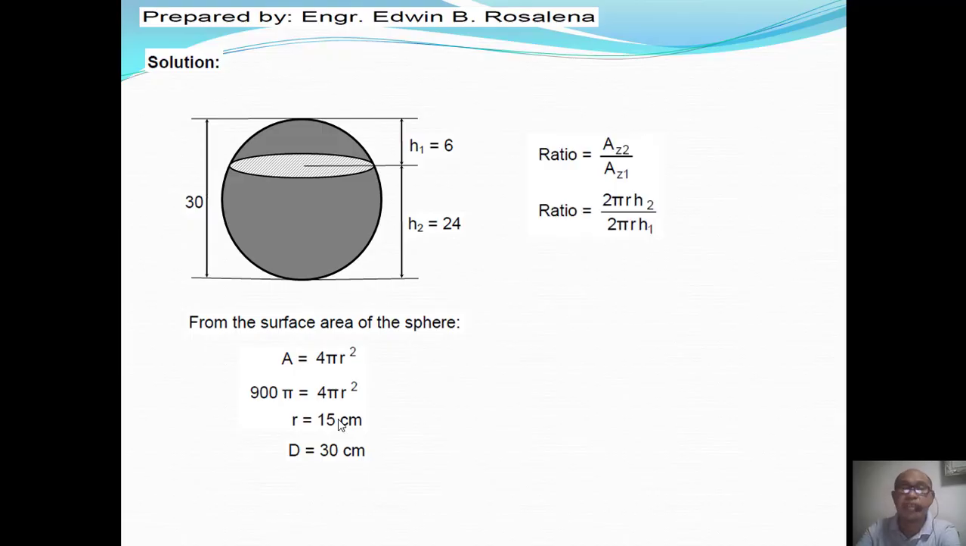Question: what is the ratio of the area of the zone of the second segment to that of the first? So our equation here, the ratio of the zone 2 over the area of the zone 1. From our formula discussed, the area of the zone is 2 pi r h. So I have here 2 pi r h2 over 2 pi r h1. So 2 pi r simply cancels out and the ratio is equal to h2 over h1. So 24 over 6 is 4. So finally, the ratio is 4:1.